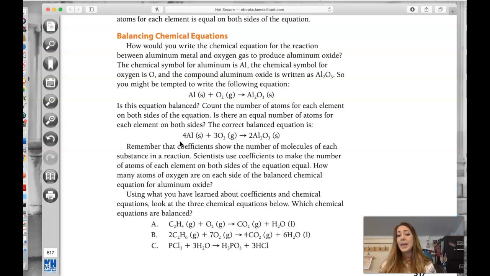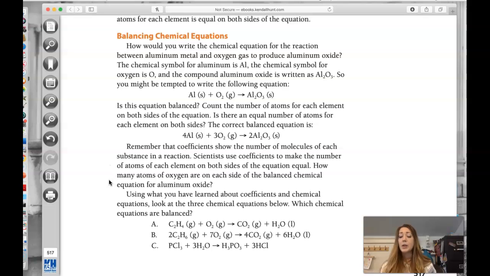Basically, the big takeaway is I've got to have the same stuff on one side as I do on the other side. I've got to have a balance. That's our conservation of mass. Matter can't just be taken away and done away with, all right? Stuff has to balance. Okay, so remember that coefficients show the number of molecules of each substance in a reaction. Scientists use coefficients to make the number of atoms of each element on both sides of the equation balance.